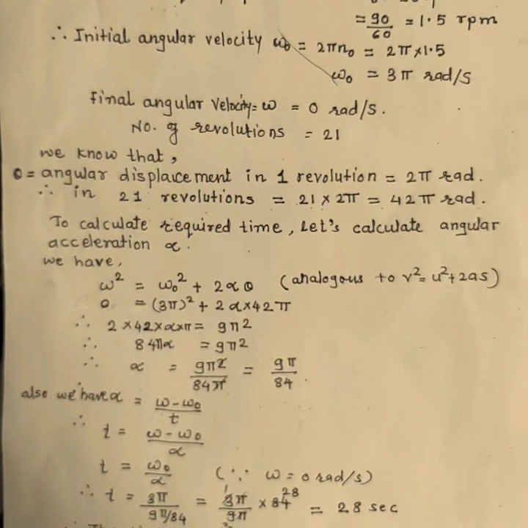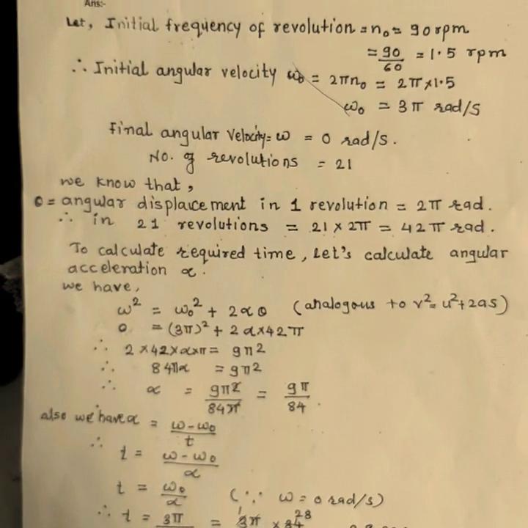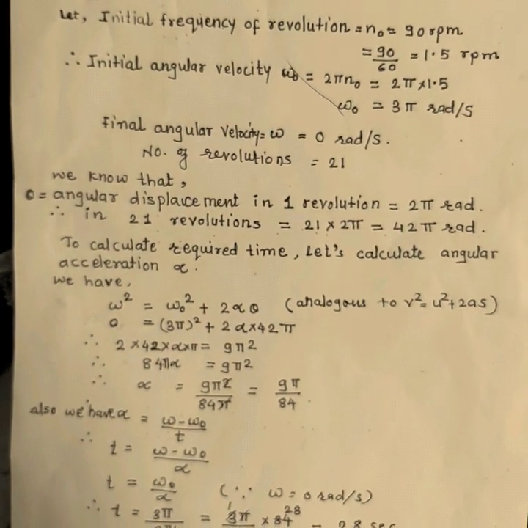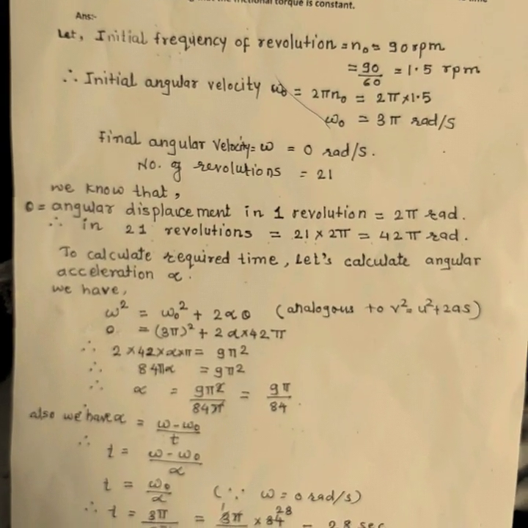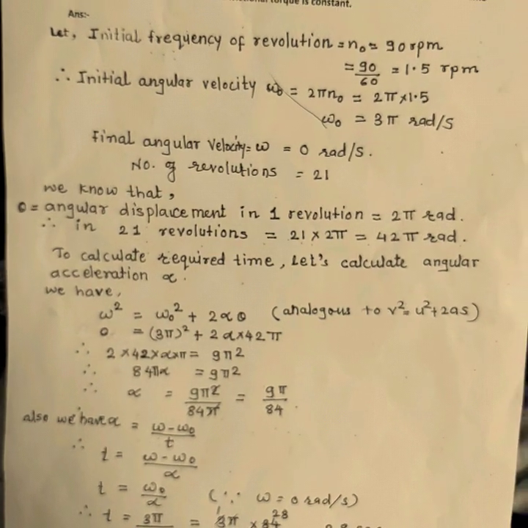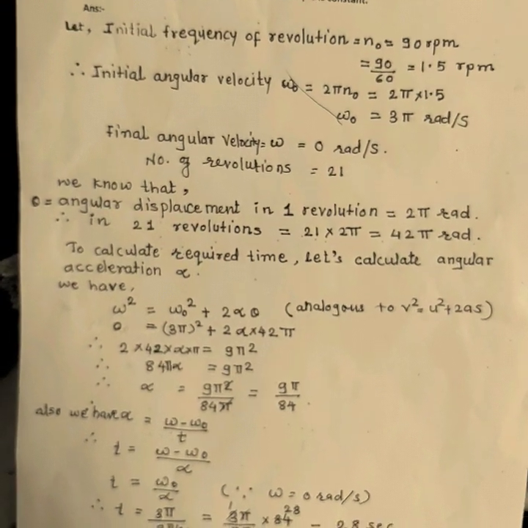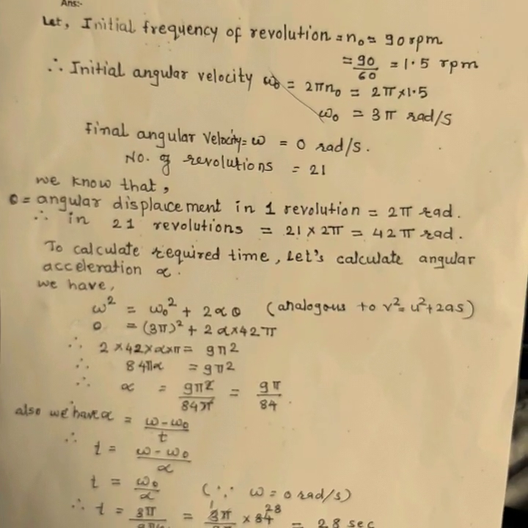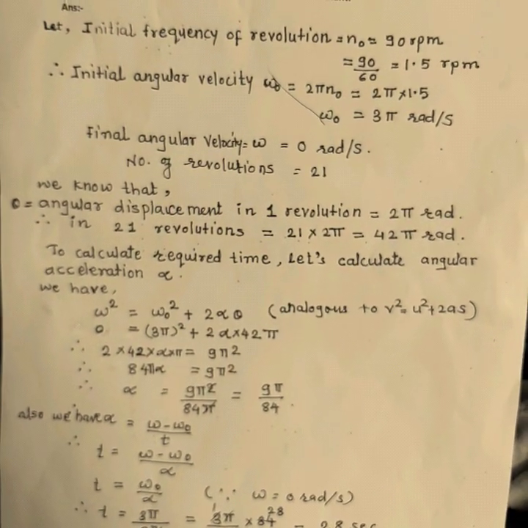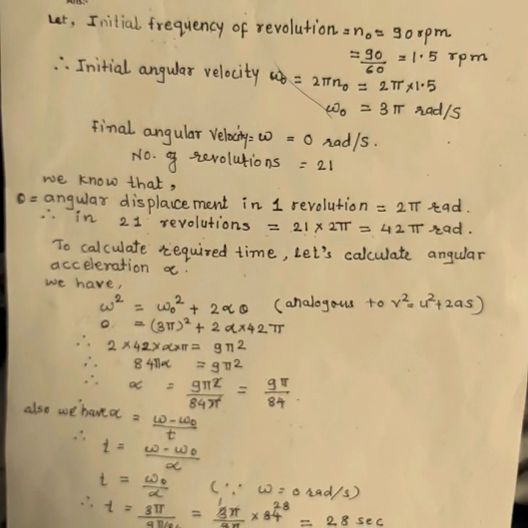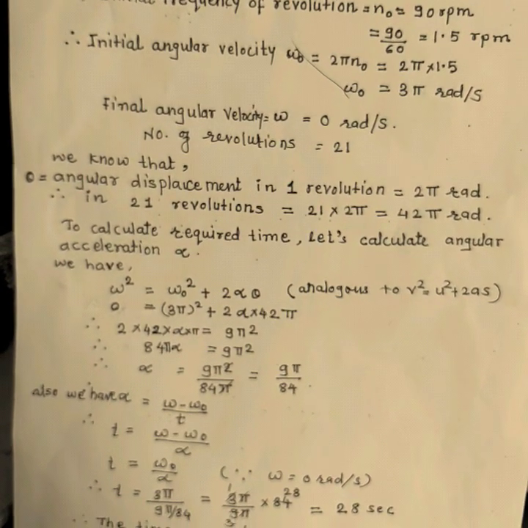Now to calculate the required time, let us first calculate the angular acceleration alpha. Now we know some kinematical equations in linear motion: v square is equal to u square plus twice as. Analogous to this, in circular motion, we have the kinematical equation omega square is equal to omega 0 square plus 2 alpha theta, where omega is angular velocity, alpha is angular acceleration, and theta is angular displacement.